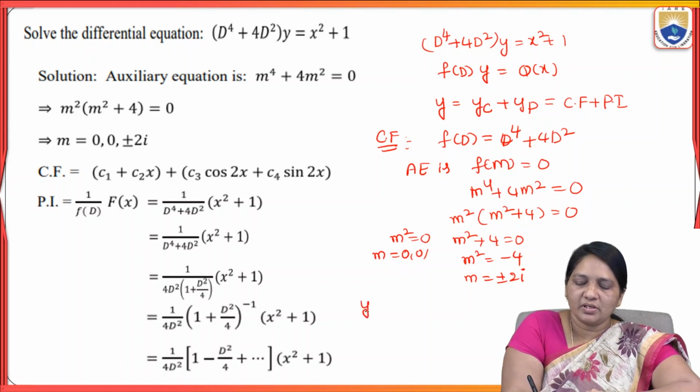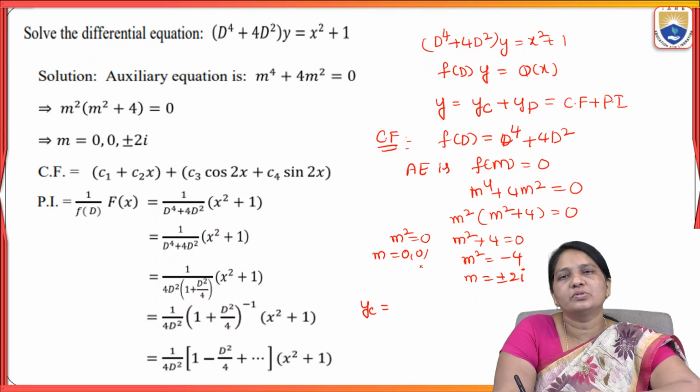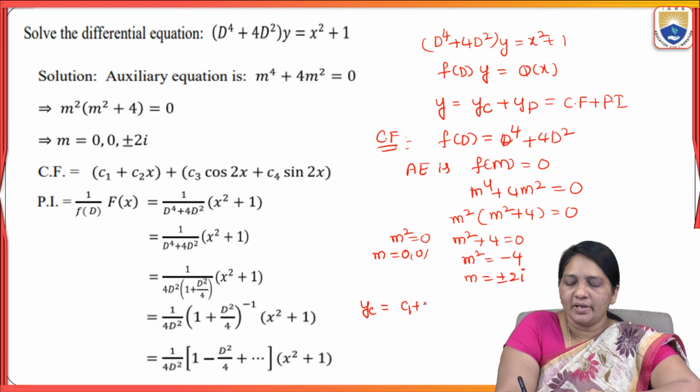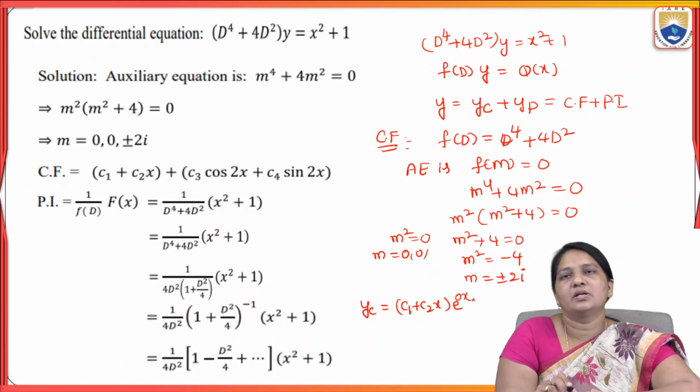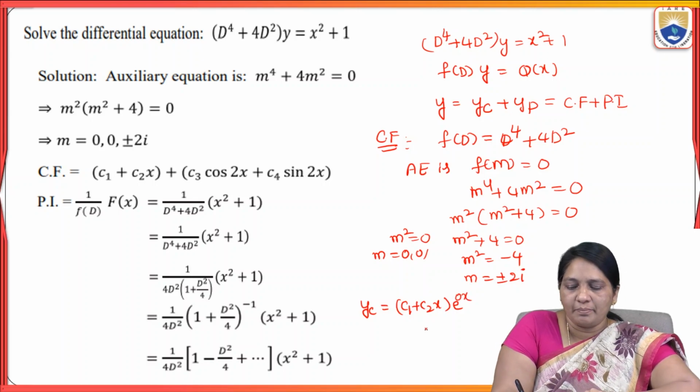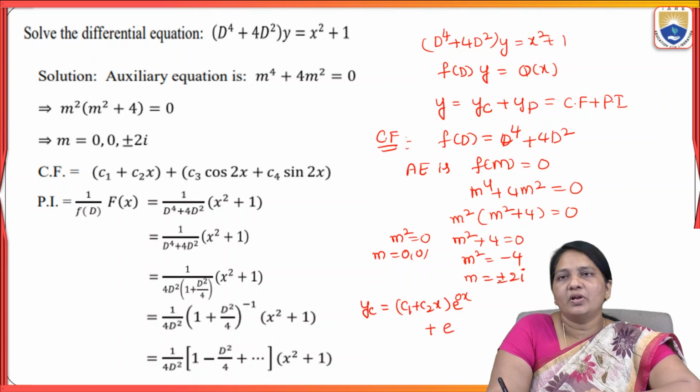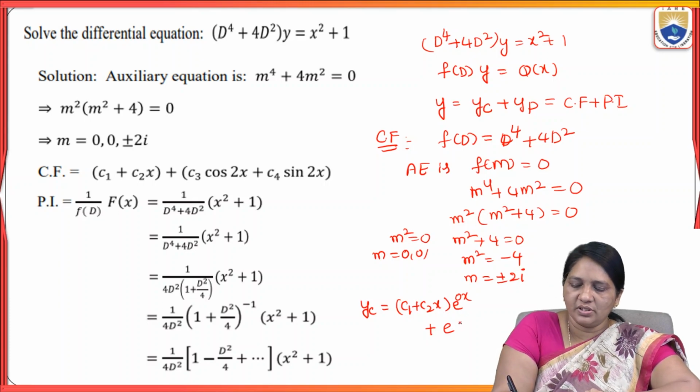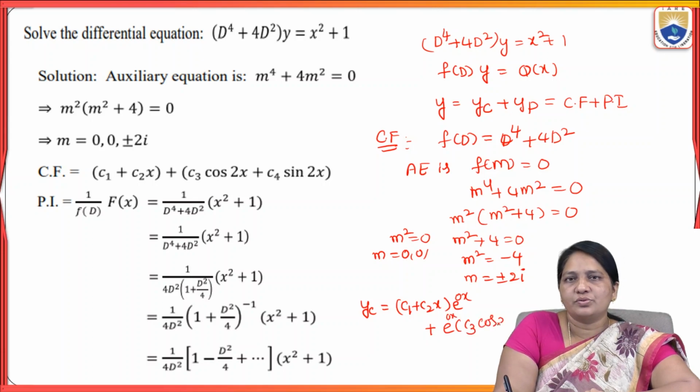Now what is the complementary function? If 2 roots are equal and real, what is the complementary function? C1 plus C2 x, into e power mx. So that value is e power 0x, since m is 0. We are having the complex roots here, where the alpha value is 0. So C3 cos 2x plus C4 sin 2x.